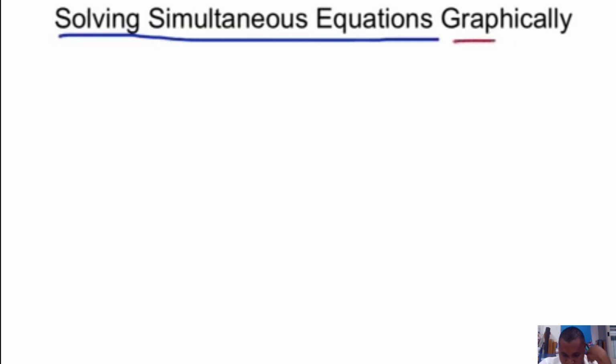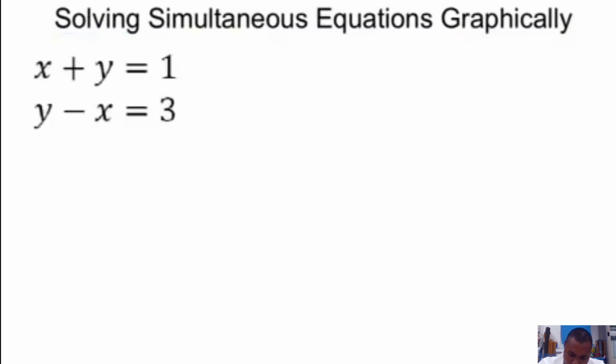In this video, we're looking at solving simultaneous equations graphically. Now, solving simultaneous equations means we're going to solve a pair of equations with two unknowns, normally x and y. And graphically means that we're going to be using a graph to find the solution of these two equations. So let's start taking a look at some examples.